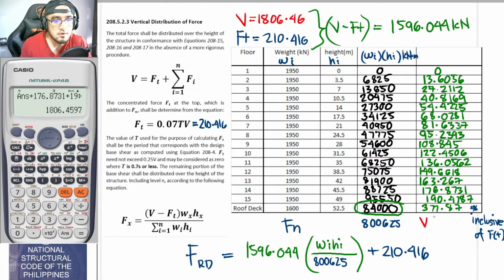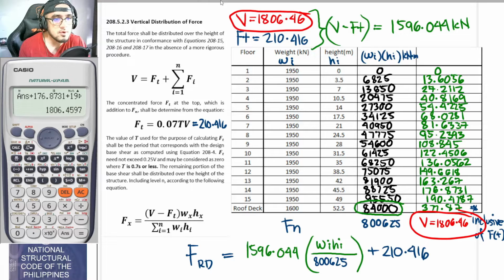So V, or the total, is equal to 1806.46, which is exactly equal to the computed base shear. So that is how you would be distributing base shear onto all of the floors. As a recap, you must first, of course, check if you need to solve for the value of Ft by checking the period that you have solved. If it is greater than 0.7 seconds, it means that you need to solve for Ft. But if it is less than 0.7 seconds, then disregard the effect of Ft.